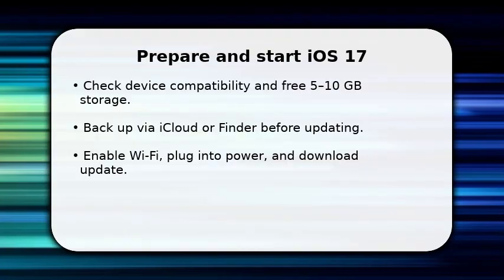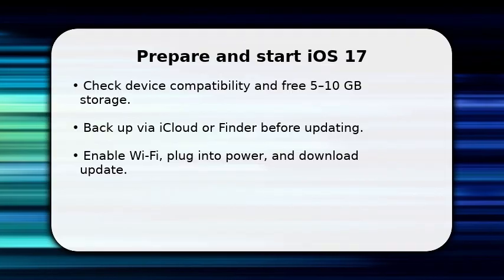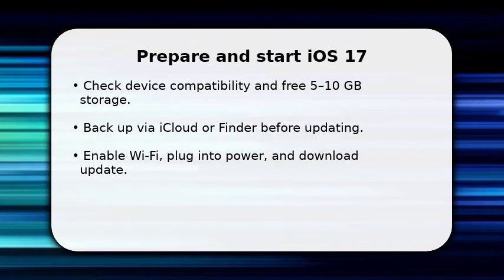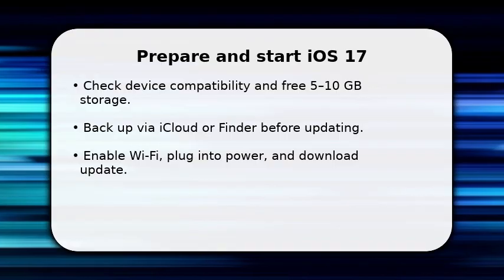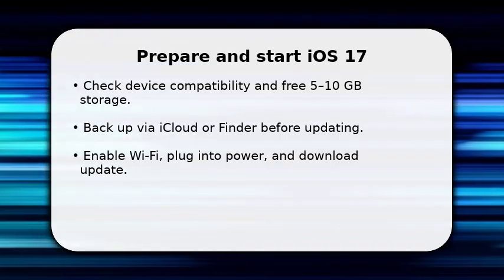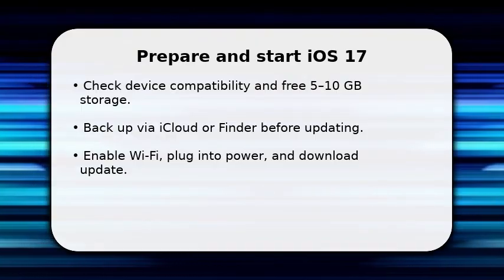You'll begin by confirming compatibility and freeing 5 to 10 GB of space so the update installs cleanly. Once backed up to iCloud or Finder, make sure Wi-Fi is stable and the device is plugged into power. This prevents interruptions. Tap Settings, General, Software Update and press Download when the iOS 17 option appears. Do this now. Downloads run faster on a steady connection, and backups let you revert if something goes wrong.